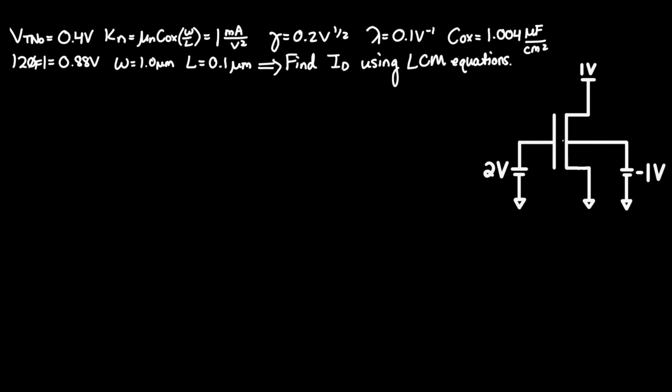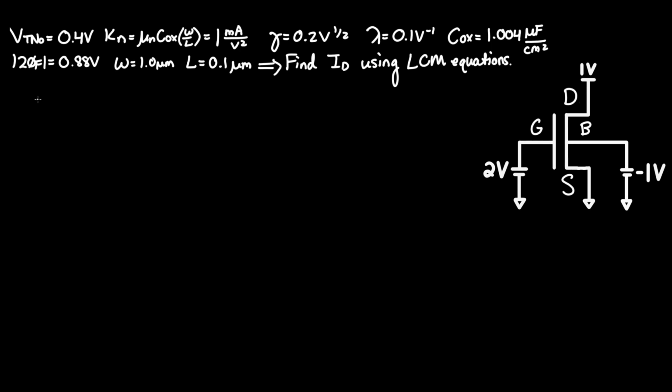First, we need to identify each part of this MOSFET. On the left side here, we have the gate. On the top is the drain. Bottom is the source. And on the right here, we have the substrate, which we will call the body. The body is typically tied to the lowest potential of the system, which was given to be -1 volts, which is actually lower than ground, which is 0 volts.